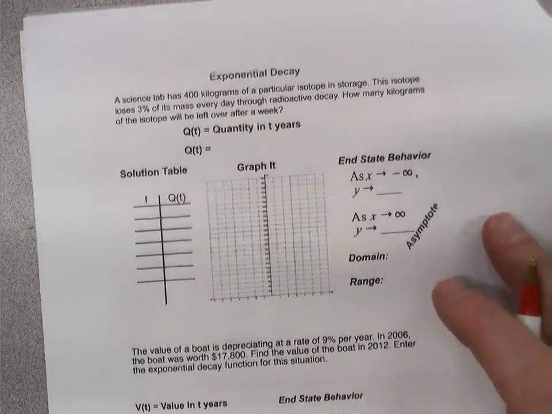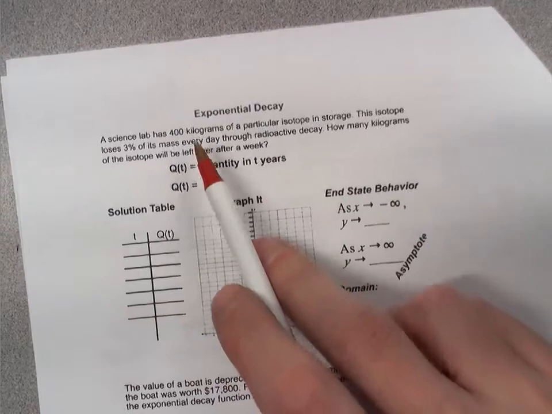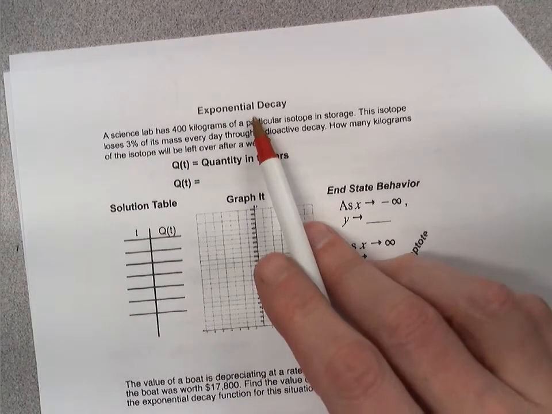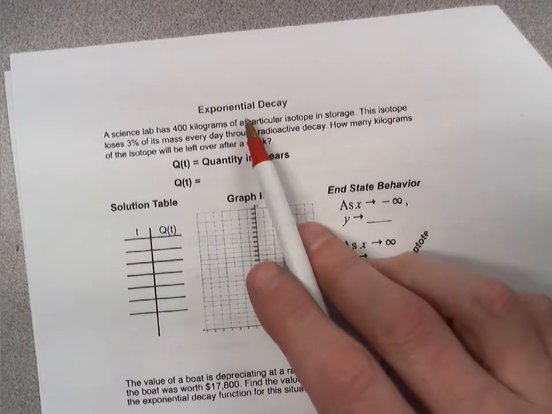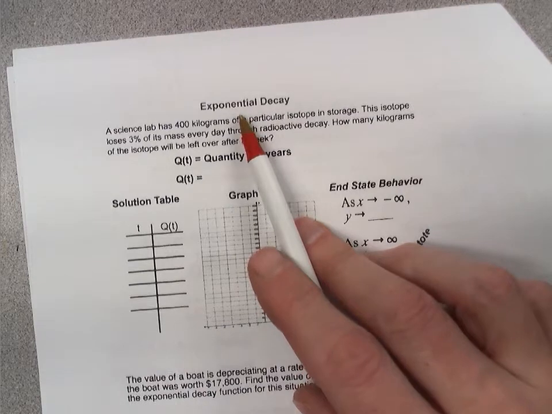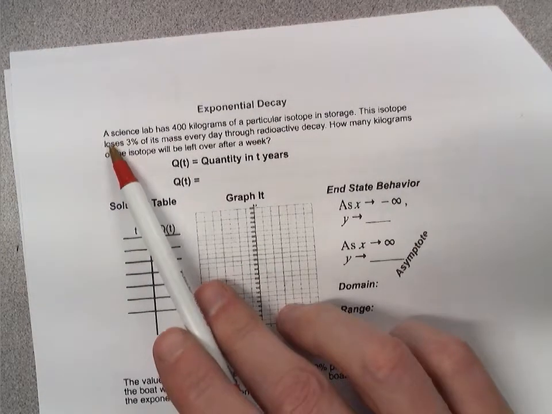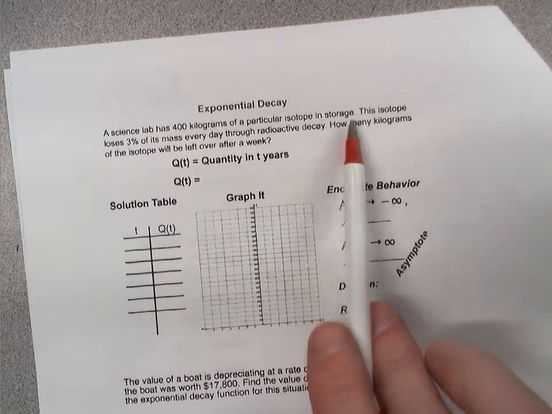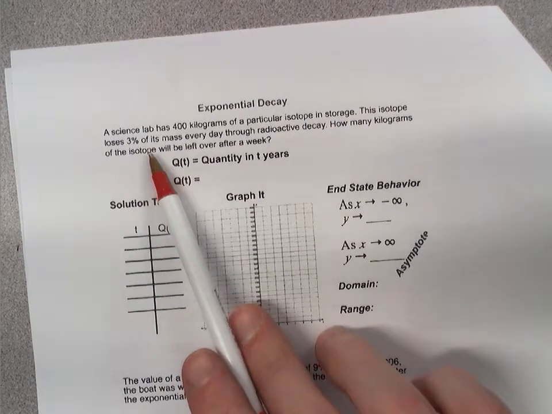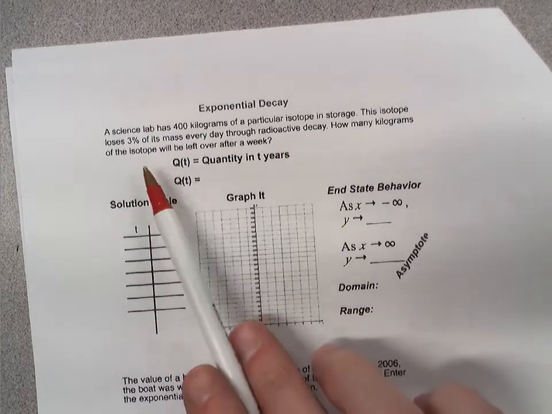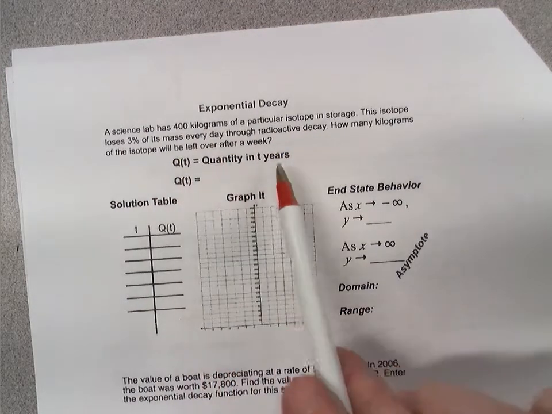This is part 2 of lesson 6.6. Now we're going to be looking at something called exponential decay. It's just a term that we apply to exponential functions that are decreasing, usually over time. Here's a good example. A science lab has 400 kilograms of a particular isotope in storage. This isotope loses 3% of its mass every day through radioactive decay. How many kilograms of the isotope will be left over after a week?